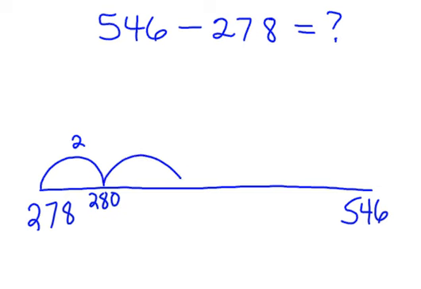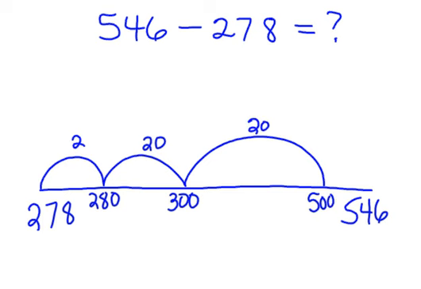If I make another leap, and this time I'm going to make a leap of 20, I land on 300, which is a really good round landmark number. 300 will take me all the way up to 500 by adding 200 to that. And then just a leap of 46, and I will land on 546.